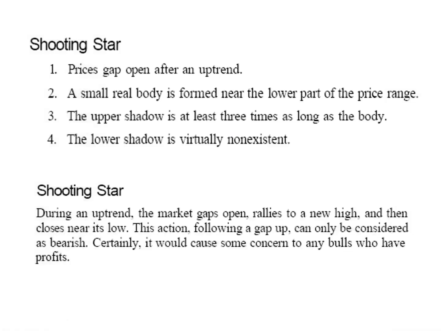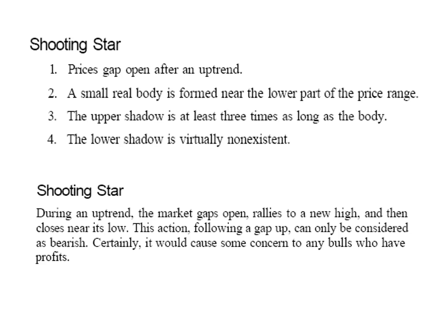Shooting star identification. Price gaps open after an uptrend. A small real body is formed near the lower part of the price range. The upper shadow is at least three times as long as the body. The lower shadow is virtually non-existent.